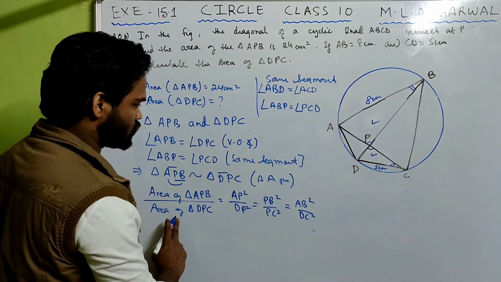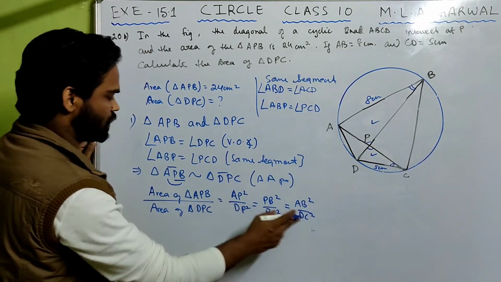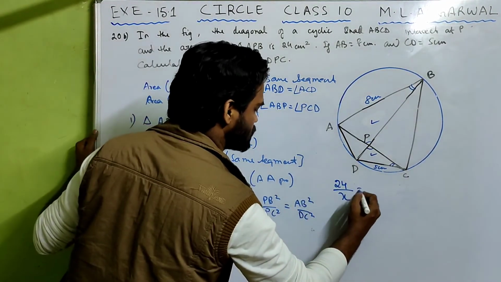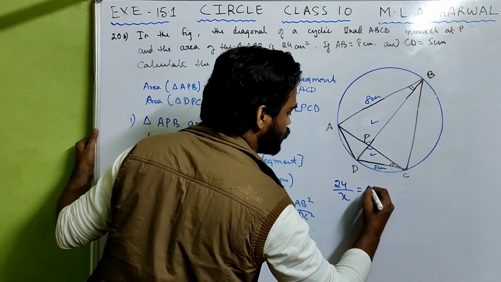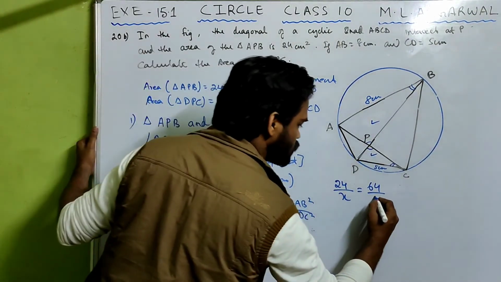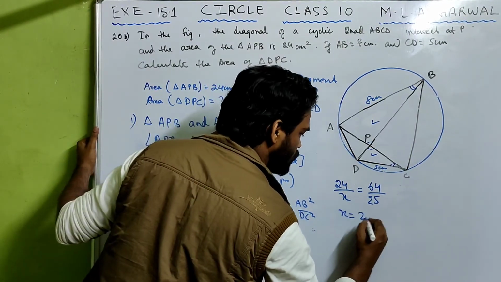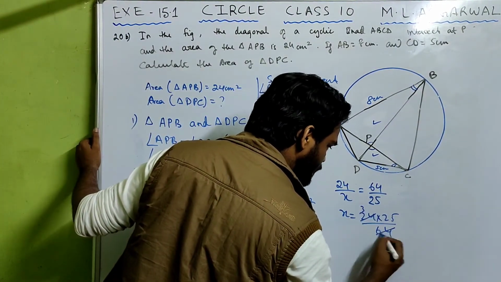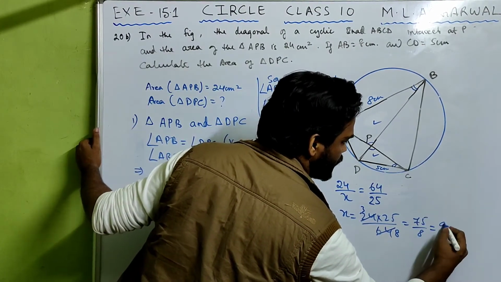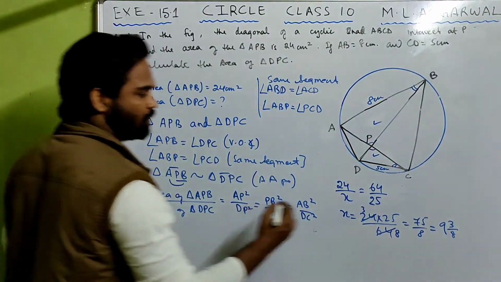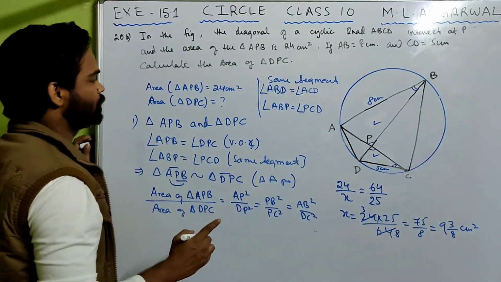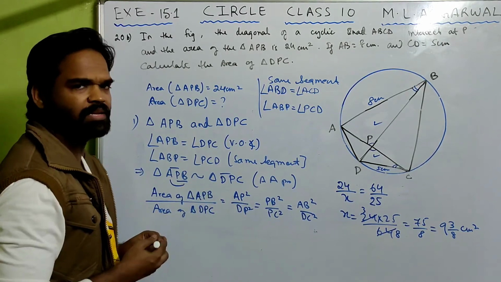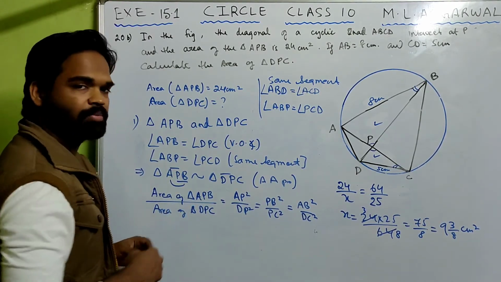Done. Now take the first one, and what was given to us? Area of triangle APB is 24. Area of triangle DPC, suppose X. AB square is 8 square, that is 64. DC square is 5 square, that's 25. So X will be 24 multiplied by 25 by 64. Am I correct? 8 3 times, 8 times. That's 75 by 8, that's 9 3 by 8. Am I clear? So area of triangle DPC will be 9 whole 3 by 8 centimeter square. Very easy. Just prove that they are similar and use this property.